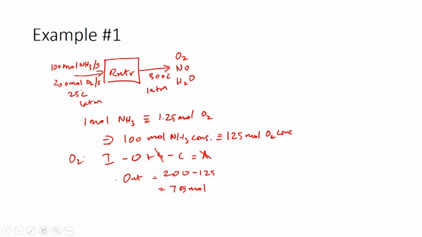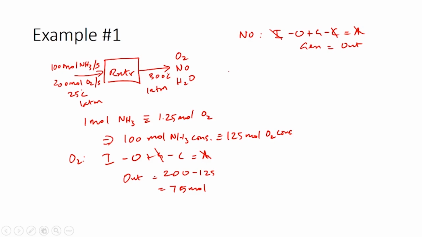So, similarly we can write energy material balances for nitric oxide. So, nitric oxide would be input minus output plus generation minus consumption equals accumulation. So, this is a product, so there is no consumption and there is no accumulation at steady state, there is no input of nitric oxide either. So, you would have generation is equal to output.